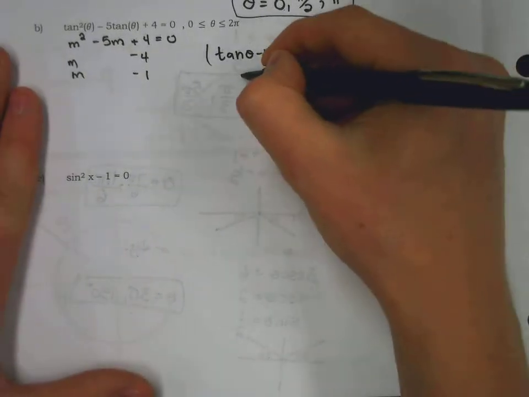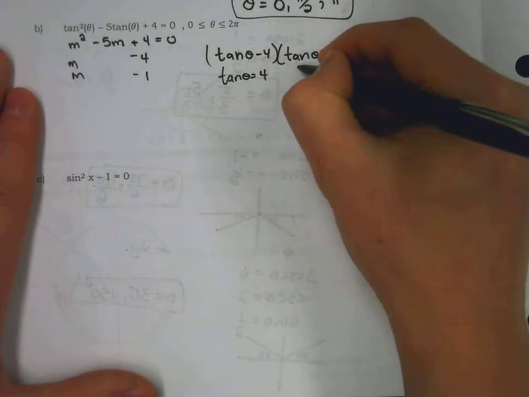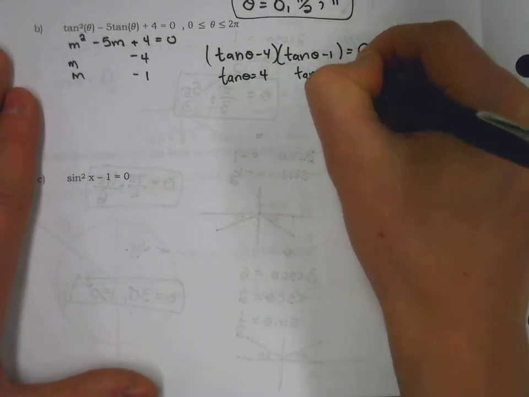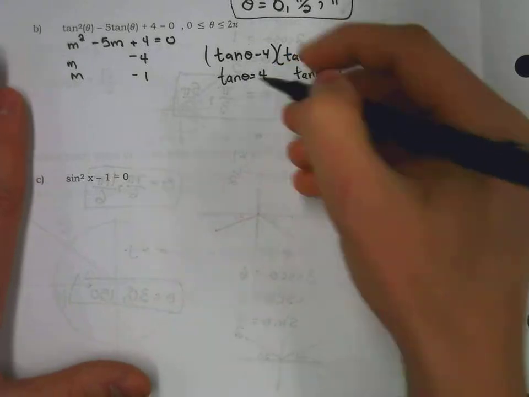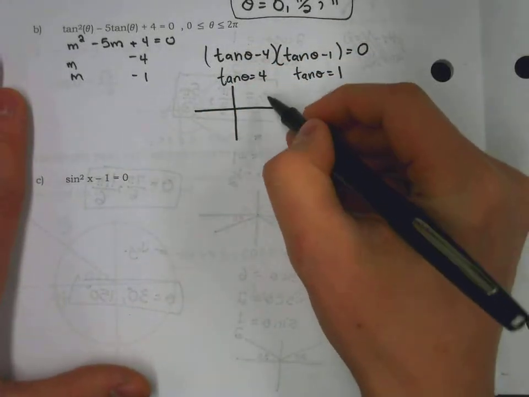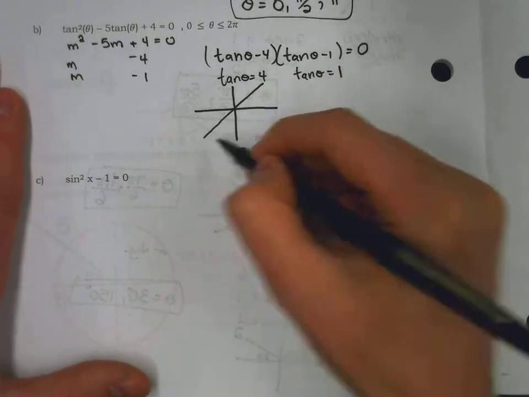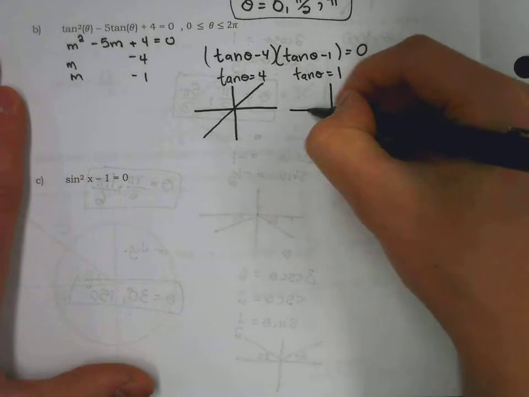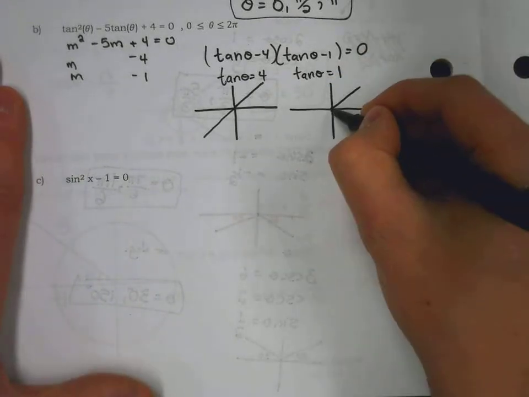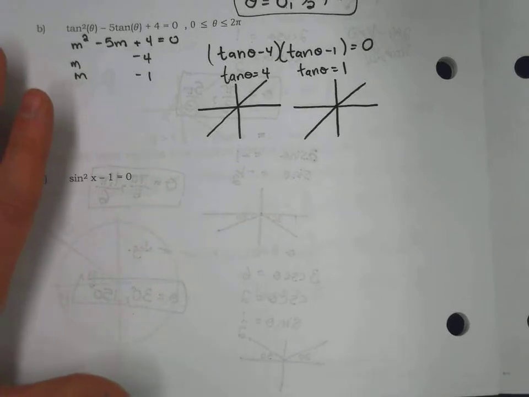And this gives us when is tan of theta equal to 4, and when is tan of theta equal to 1. For tan of theta being 4, tan is positive, CAST, in quadrant 1 and 3. Tan is positive 1 in, again, quadrant 1, quadrant 3. These give us different reference angles, though.